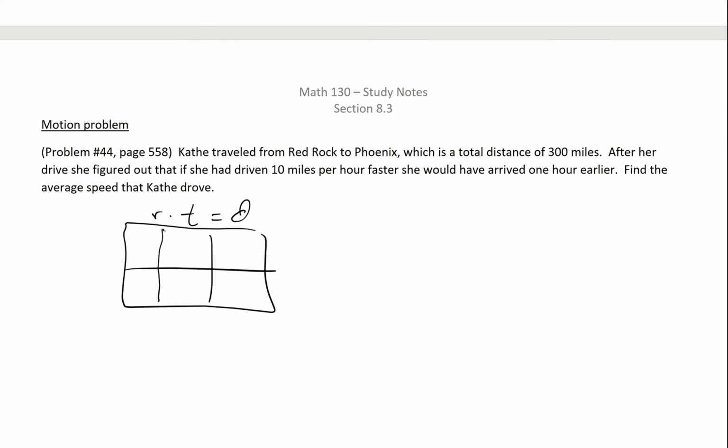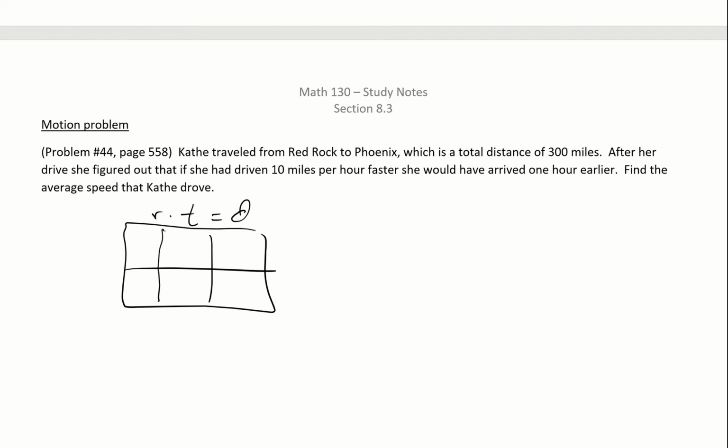This is problem number 44 from the text. Kathy traveled from Red Rock to Phoenix, which is a total of 300 miles. After her drive, she figured out that if she had driven 10 miles per hour faster, she would have arrived 1 hour earlier. Find the average speed that she drove.